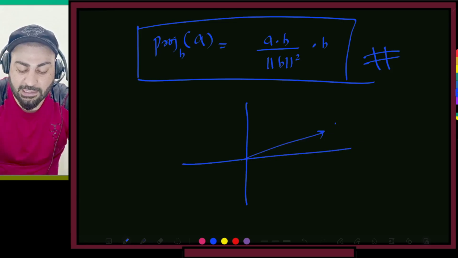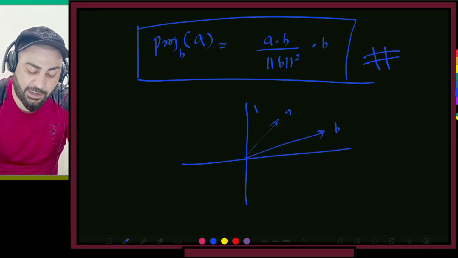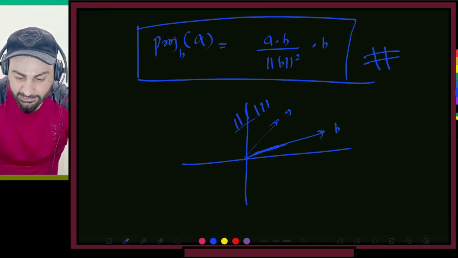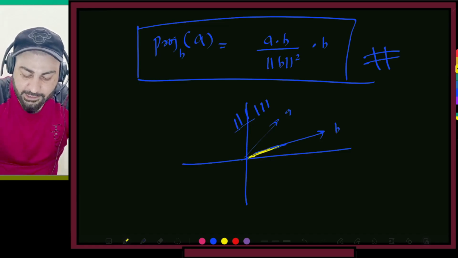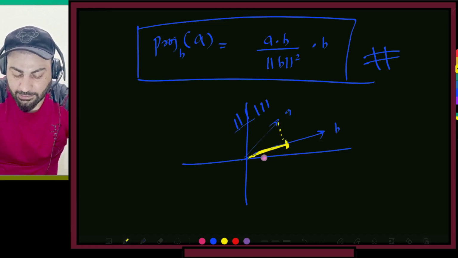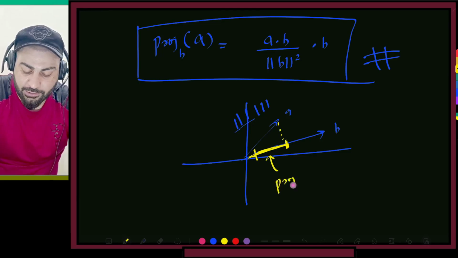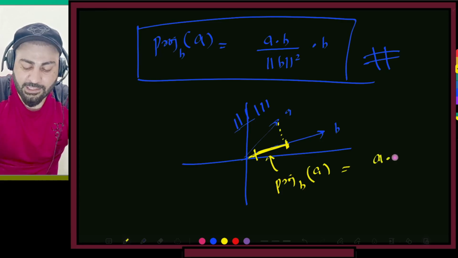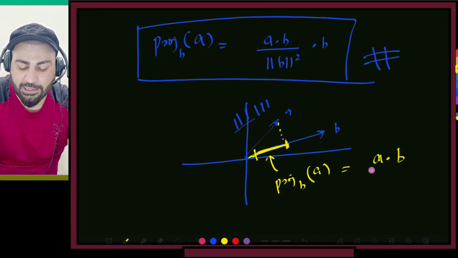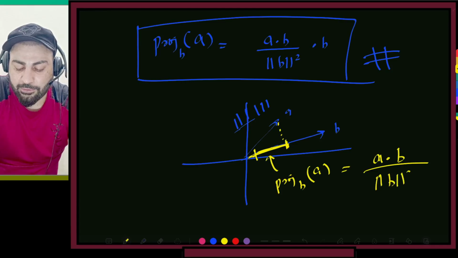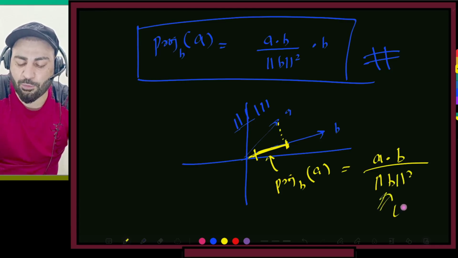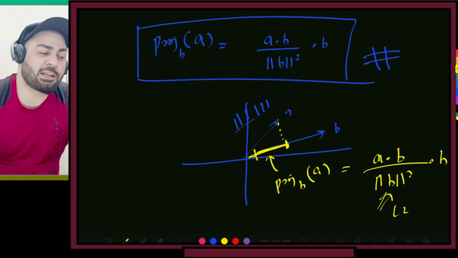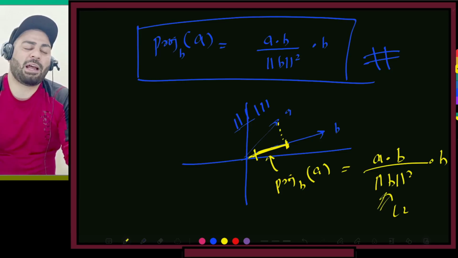You have vector b like this, and vector a like this. You are keeping a torch on top, and it makes a shadow here. This vector till here is known as the projection of a onto b. That is equal to the dot product of a and b divided by the magnitude of b squared, which is called the L2 norm. We'll see what the L2 norm is. Then it is multiplied by b.